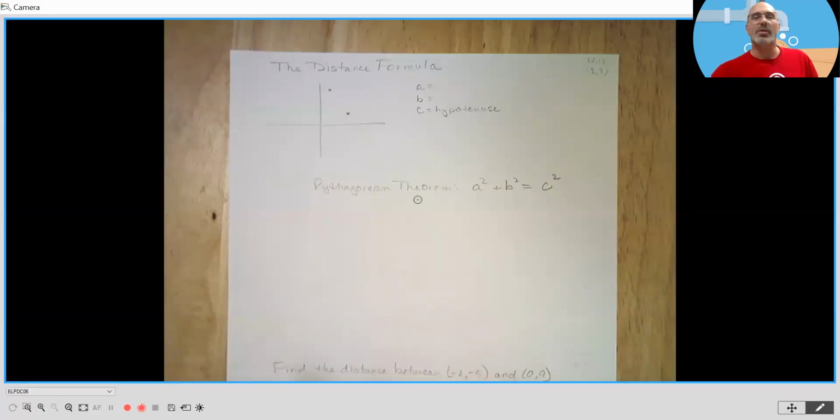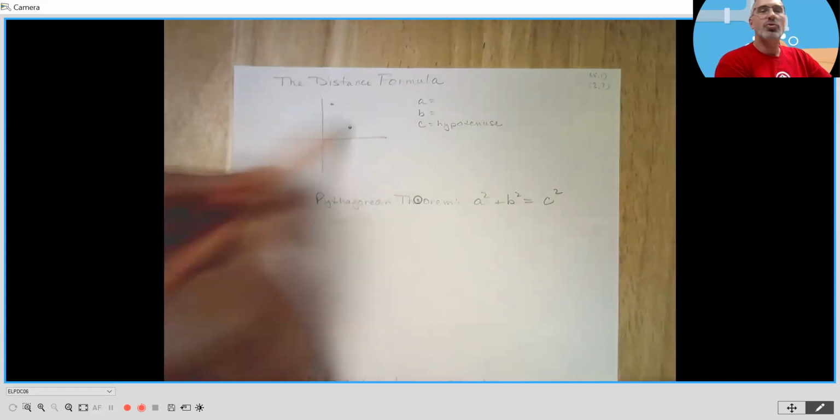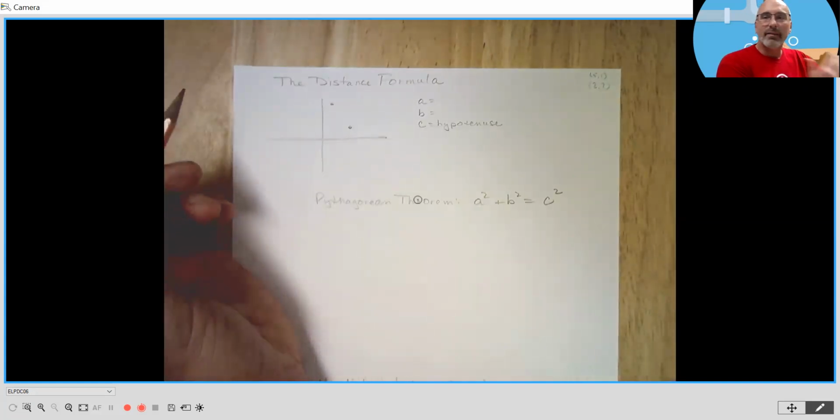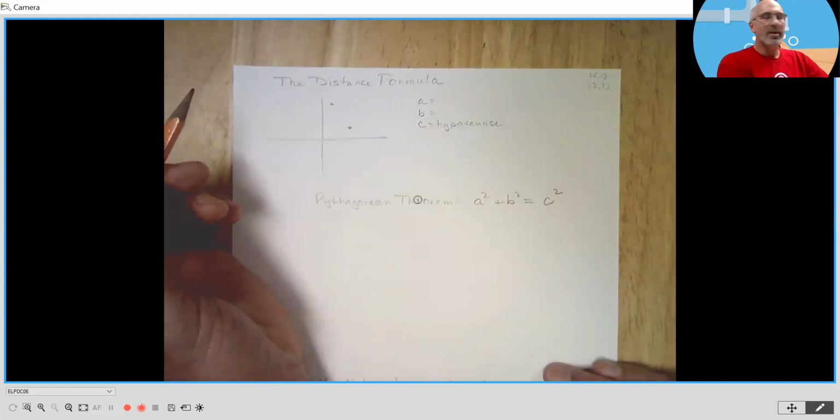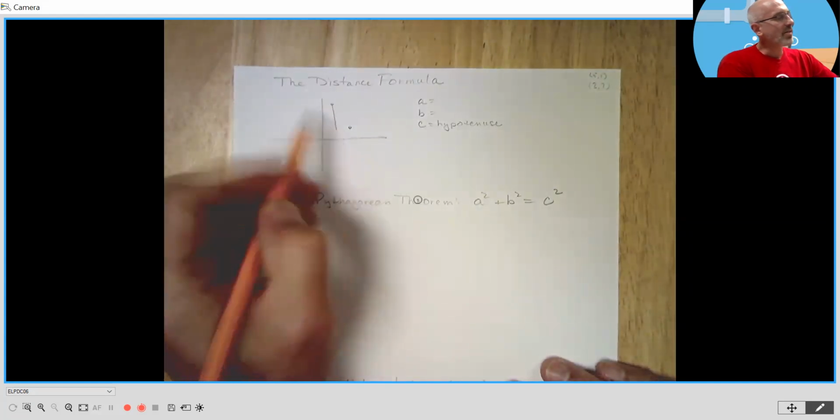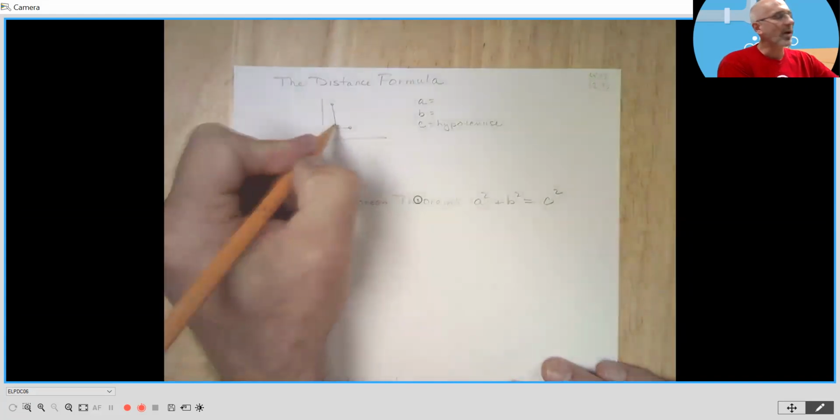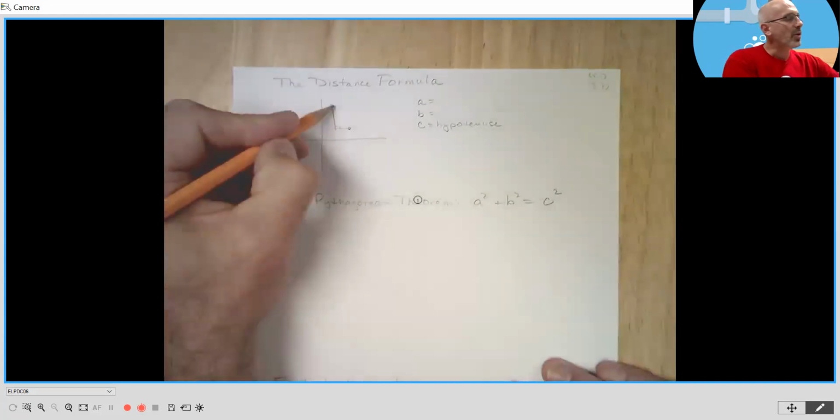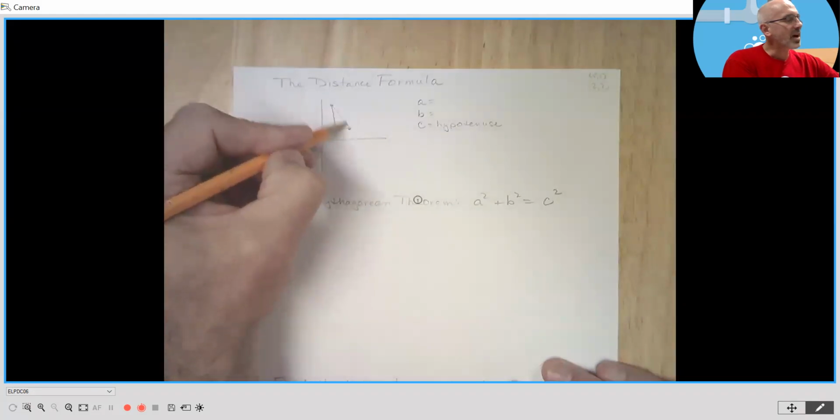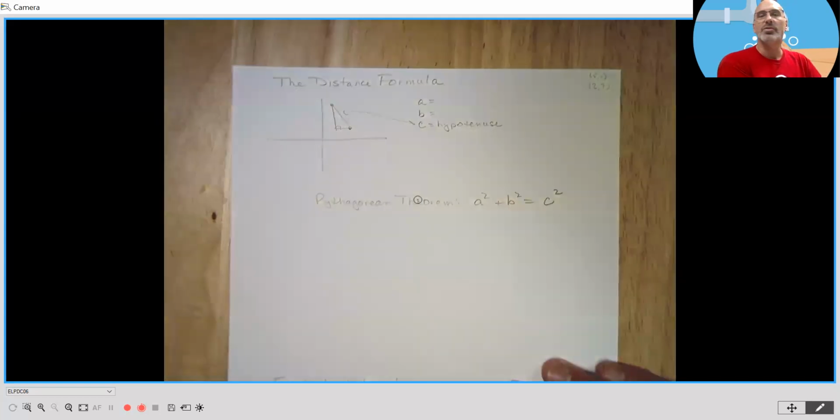Okay, so here is the distance formula. We're going to go through some things right now. I picked two random points and put them on a set of axes. It really doesn't matter what points they are. What we did yesterday was we dropped a vertical line and a horizontal line. We made a right angle, okay? So that we knew that this line here, the distance, this was our C, this was our hypotenuse.